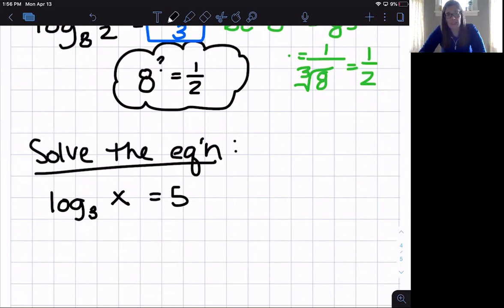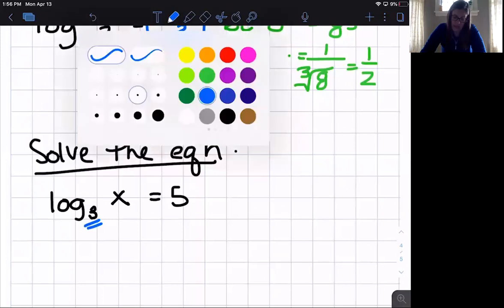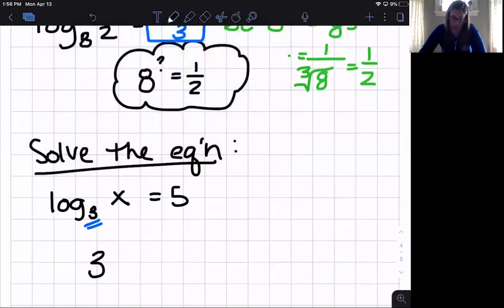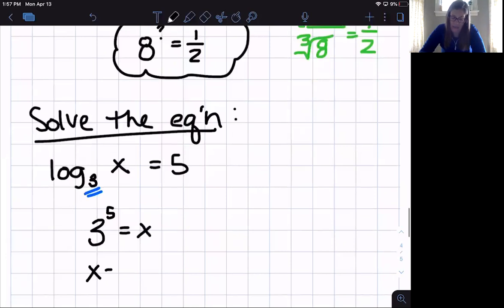We're going to get more into this later on in the chapter, but it's good for us to see right now, what can I do with this log equation? I could start right here at the base 3. I know that the thing on the other side of the log is my exponent, 5. That's equal to x. So then I could type that into my calculator, and x is 243. That's amazing.